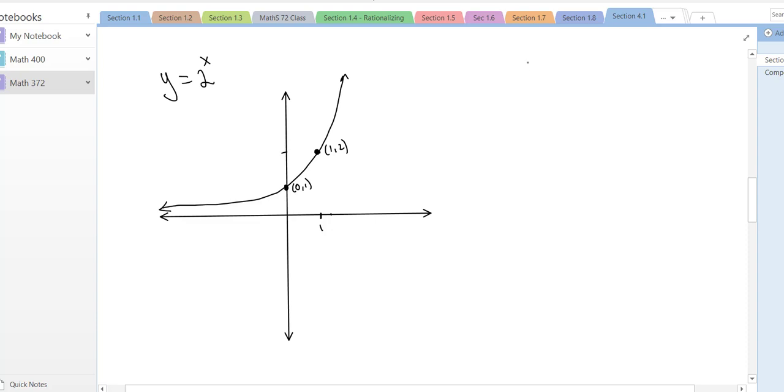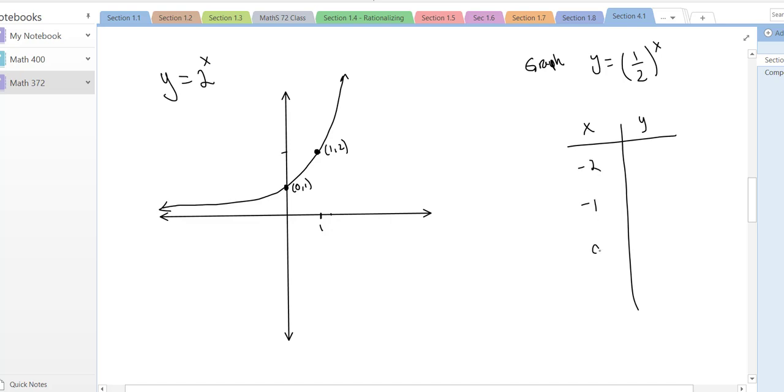Now let's say we want to graph, on the same axis, y equals 1/2 to the x. So what will this look like? Again, we can do a table of values. I'm going to have x and y, and we can try the same ones: -2, -1, 0, 1, and 2.